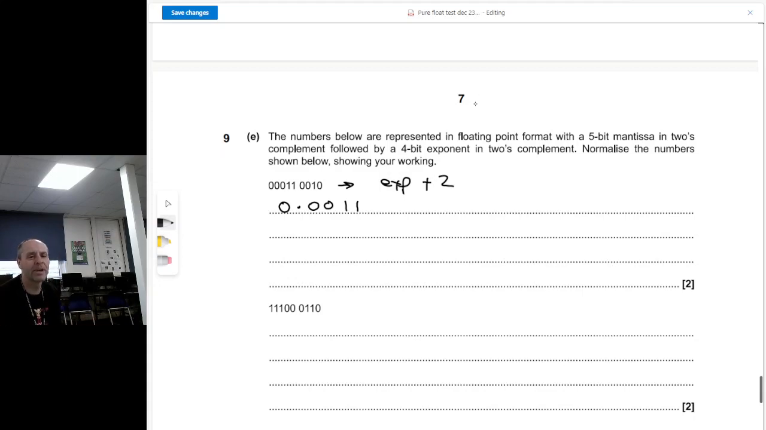Now, to normalise it, we're looking for the final sign bit. So all the duplicates we want to ignore. That's a duplicate sign bit. That's a duplicate sign bit. That's the last sign bit. That's where I need to move the binary point.